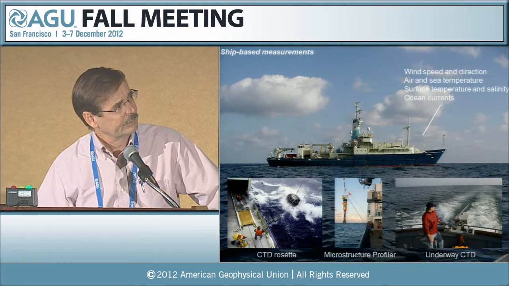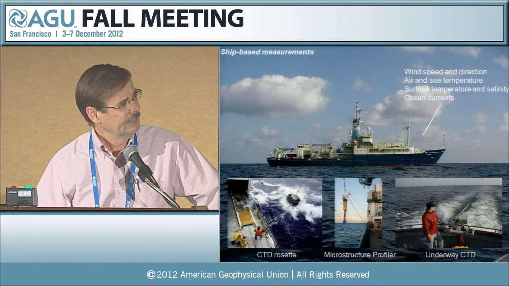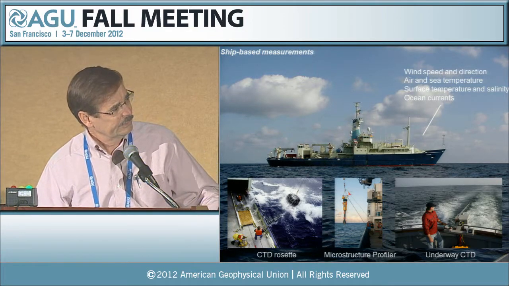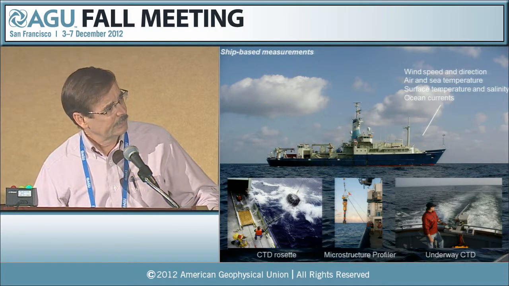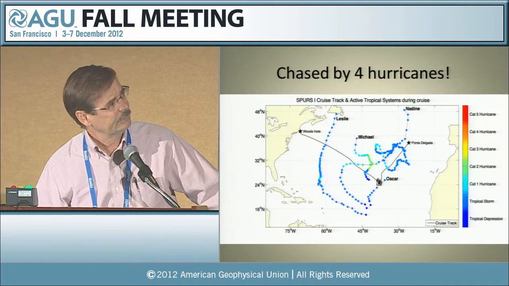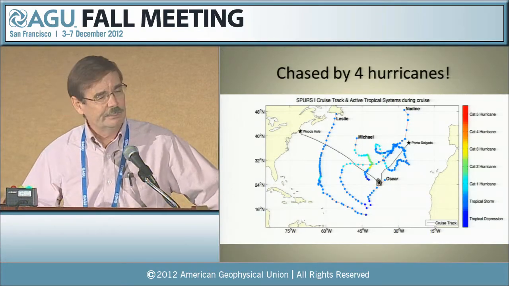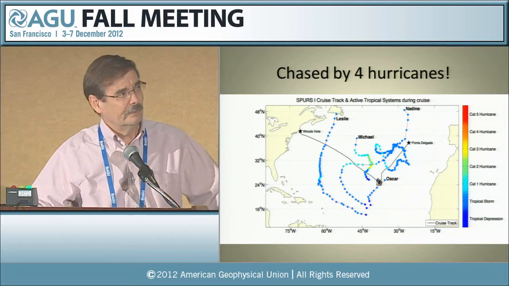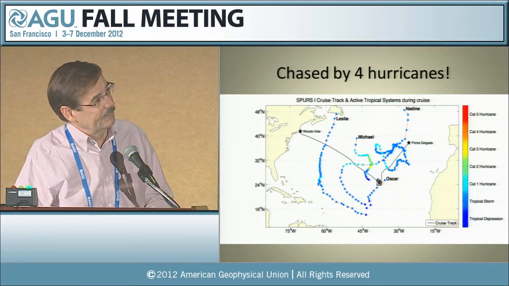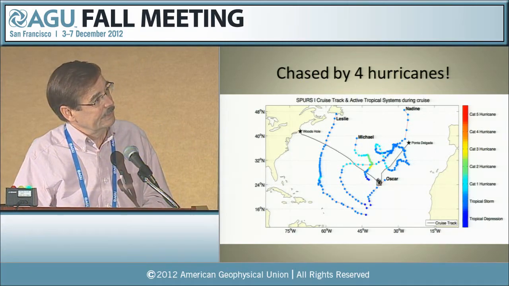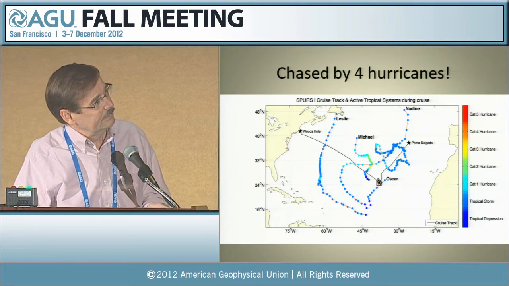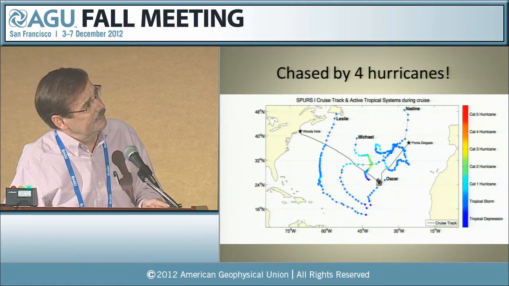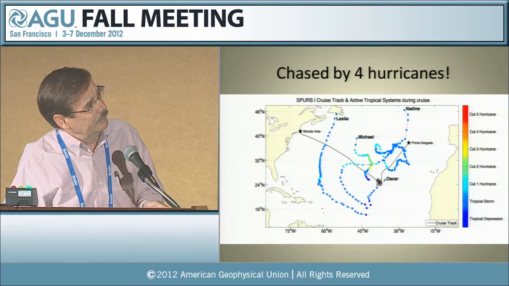Here's our research vessel, NOR, and of course we did CTDs, we did microstructure profiles, we had an underway CTD that we used. We were chased around by 4 hurricanes, made for an interesting cruise logistics sometimes. We managed to get out ahead of the first one, Leslie, and Michael moved out of our way as we got close to the area.